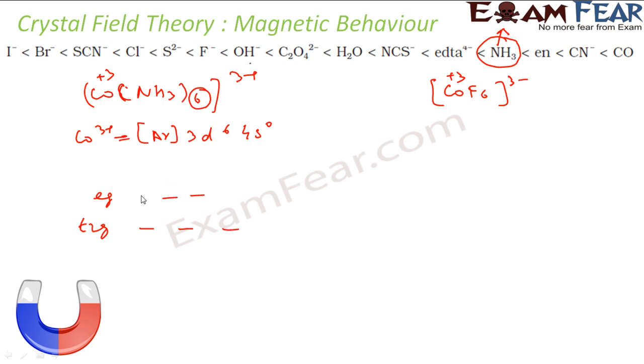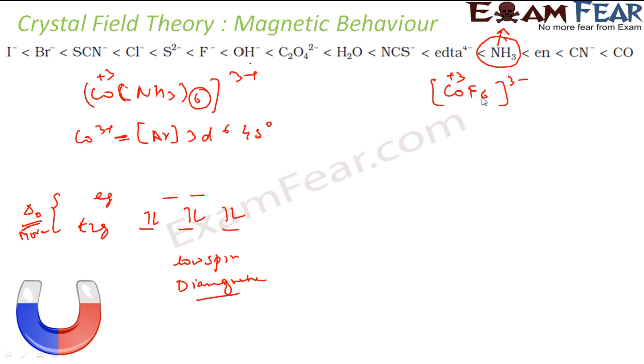Strong field ligands. So we have 6 electrons, right? First, second, third will come here, no doubt. Fourth electron will come here, right? Because of strong field ligands, this energy difference is more. So it will pair. Okay, and thus it will form a low spin and diamagnetic compound.